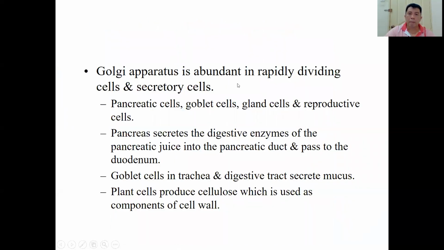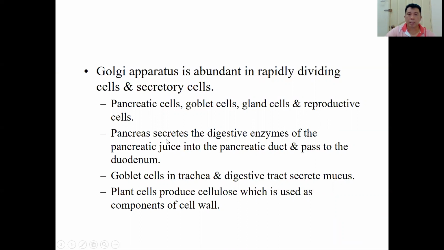So the Golgi apparatus is abundant in rapidly dividing cells and secretory cells. The cells that are for secretion purposes, and that are actively in cell division, have a lot of Golgi apparatus. So for example, pancreatic cells, goblet cells, gland cells, and also reproductive cells. So these first three are secretory cells, and this one is actively for cell division.